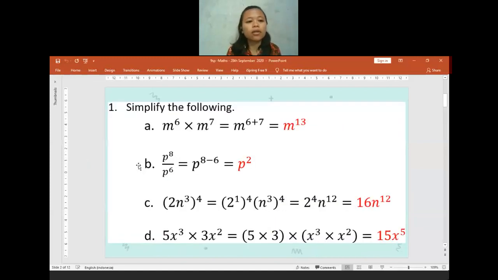Yeah, for question one, we have m to the power of 6 times m to the power of 7. When we multiply the indices, we add the power. So we add 6 and 7 to become 13.